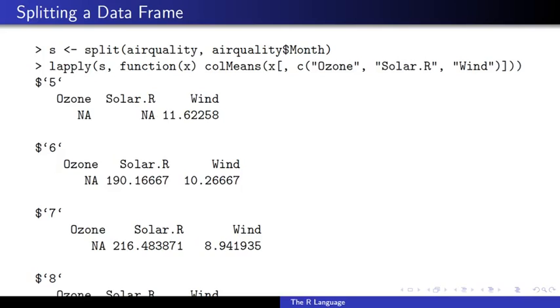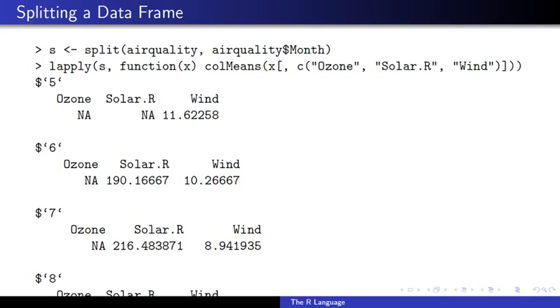So here I've split the airquality variable according to the month variable, and then I'm going to apply an anonymous function. And the anonymous function here takes the column means of just the ozone, solar radiation, and wind. So I'm not going to take the mean of temperature here. So I'm just going to take the column means of those 3 variables for each month, each kind of monthly data frame. So here you can see the results. You can't see them all, but you can see most of them.